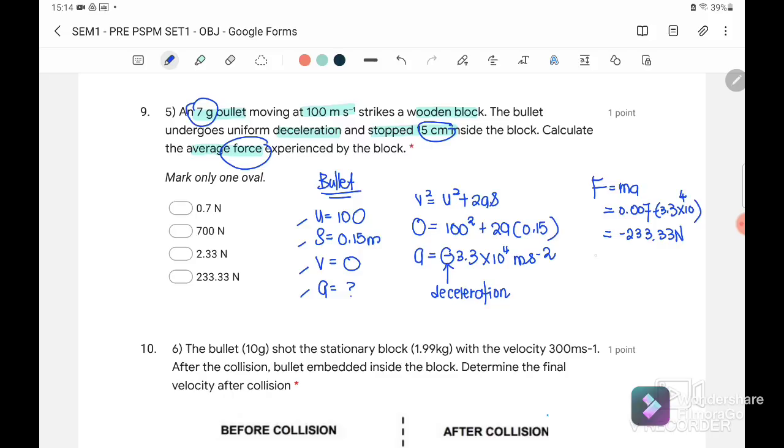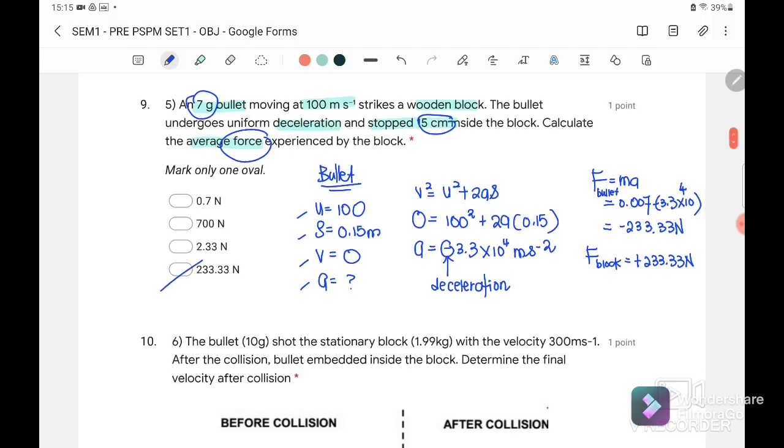So we know that when there is an action, there will be a reaction. If this is the force experienced by the bullet, therefore the force experienced by the block will be equal to positive 223.33 Newton, because there is an action and reaction, they have the same magnitude but in opposite direction. So the answer is D.